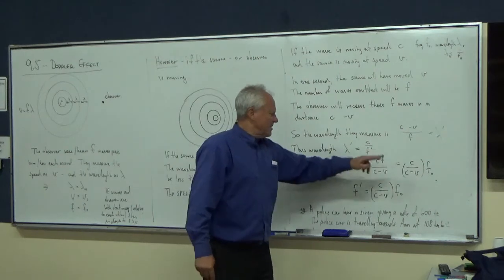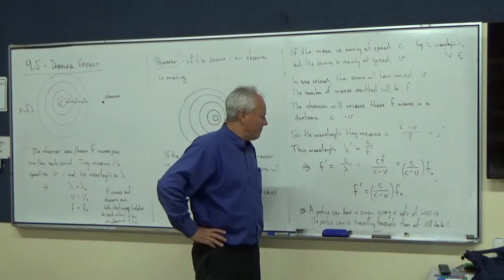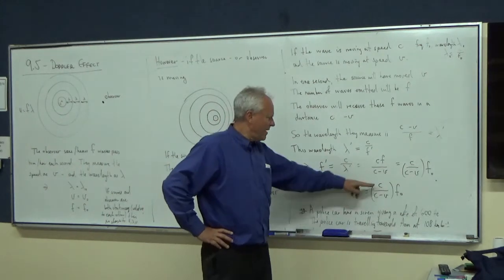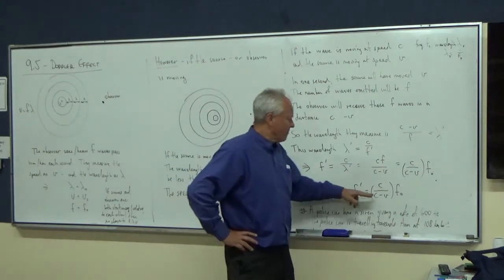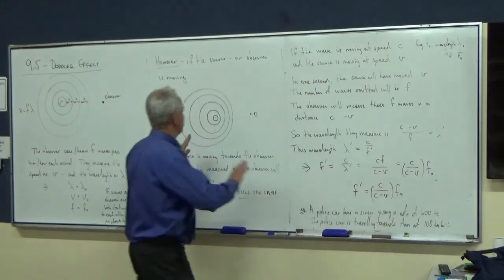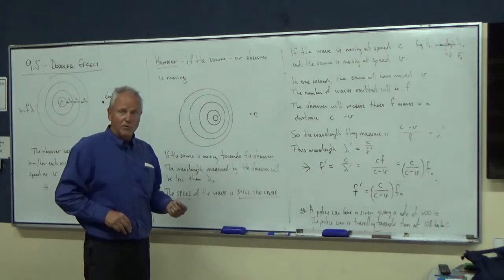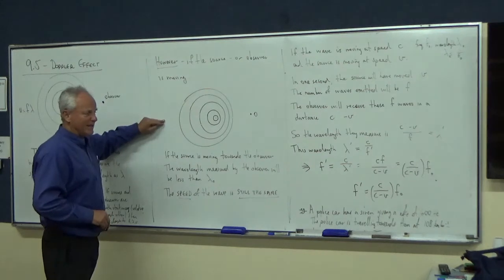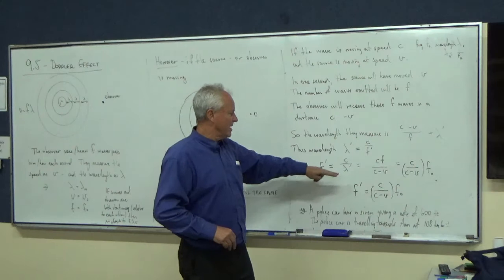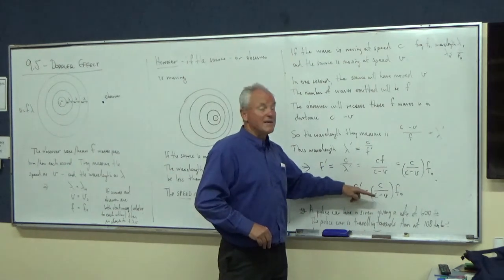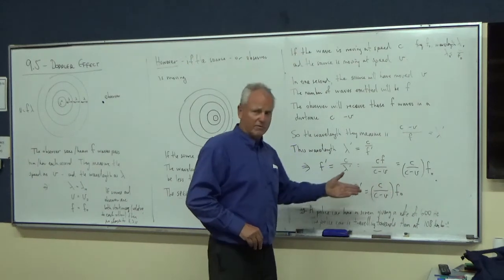So f dash is some multiple of f naught. That number might be more than 1 or less than 1. In this case, if the source is moving towards the observer, then we're going to measure a frequency higher than f naught, but if we're moving away, then it becomes less than f naught. So I'll write out that equation again. It's really f dash equals c on c plus or minus v times f naught. That's in your data booklet or an equivalent.